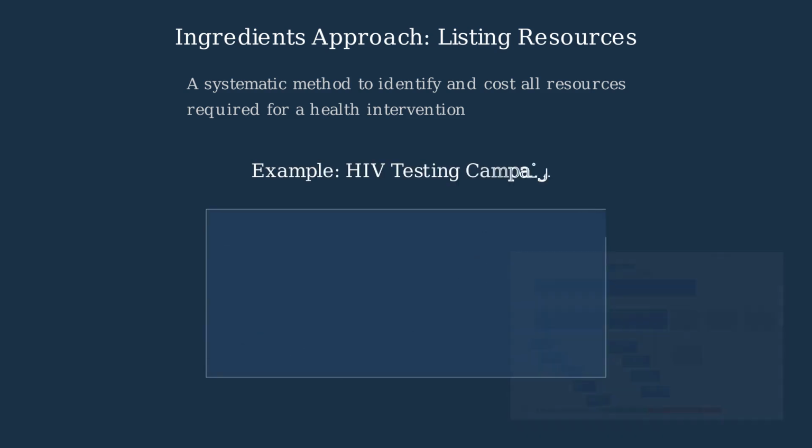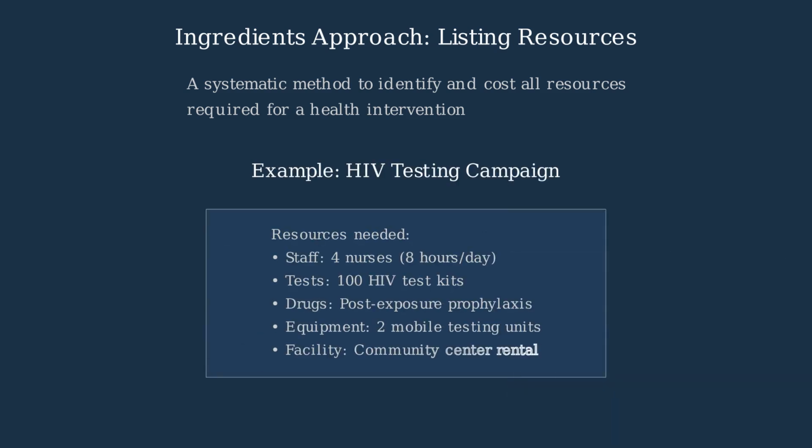Let's look at a practical example. For an HIV testing campaign, we would need to list all required resources. By identifying each resource and assigning appropriate unit costs, we can calculate the total cost of the intervention. This detailed approach ensures nothing is overlooked in the economic evaluation.